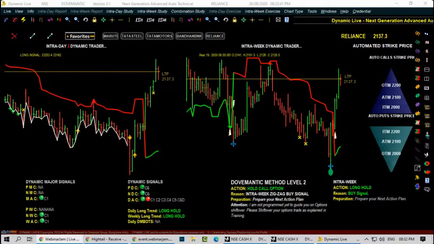Now, Mr. Umesh, your software is installed today, but after closing, you're unable to open it. Maybe, Mr. Umesh, you must have switched off your internet. When your internet is off and you try to open Dynamic Live, it will not open. The internet must be on. Please try to connect to the internet first.